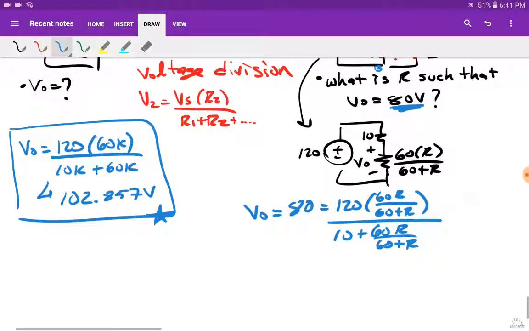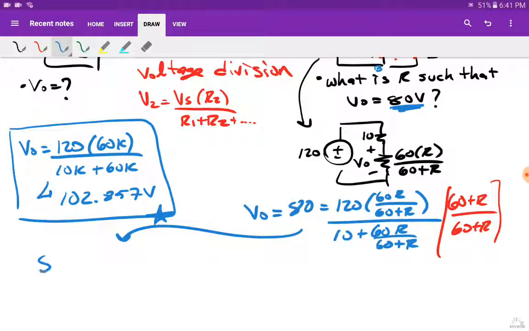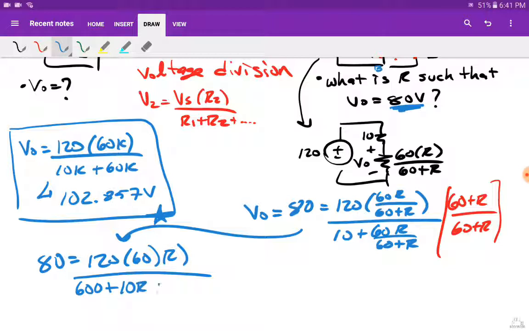And I would just solve this for R, and it looks like a mess, but it's not really a mess. What I'm going to do is multiply top and bottom by 60 plus R, which is effectively multiplying by 1, so I don't have to worry about doing it on the other side. And when I do that, I'm going to have 80 equals the 120 times 60 times R divided by another 10 gets us 60, so it's going to be 600 plus 10R, and what I have left is 60R.